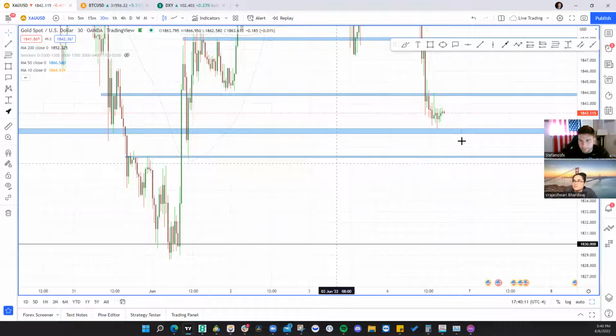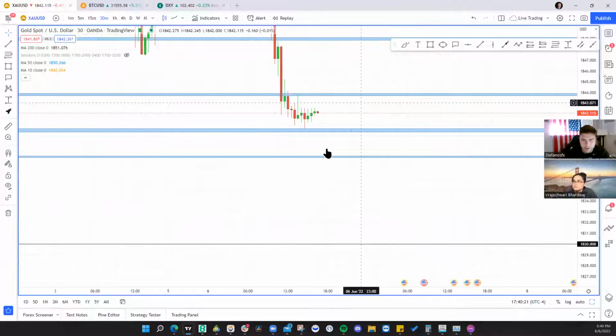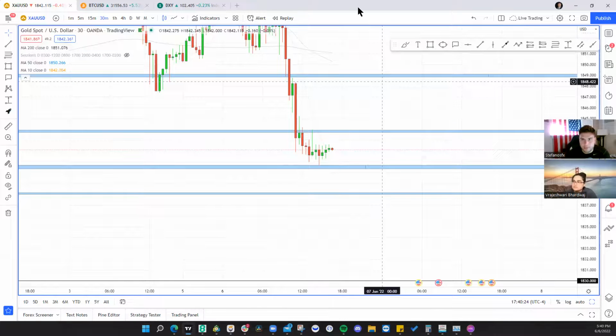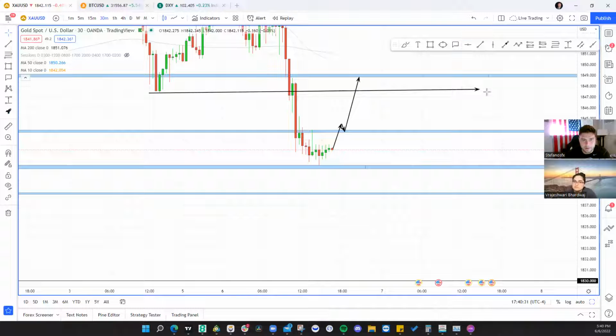But I want a safe close below this area before taking price down into here and then eventually continuing back down. If we get any bounce off this area and a close and a retest above here, 1844, I'd wait for the retest and take price back up, maybe into this area right there.